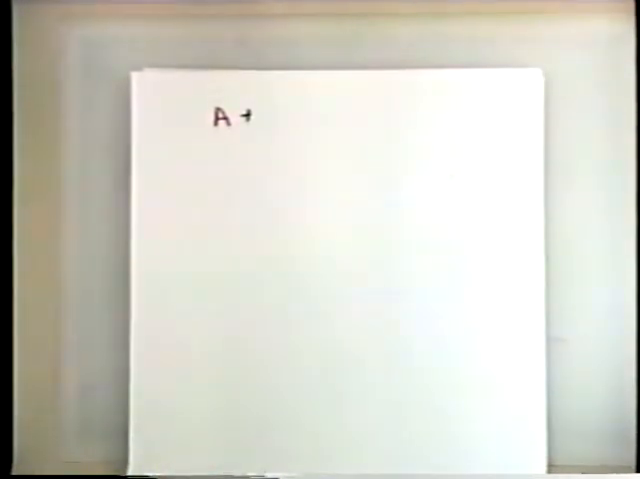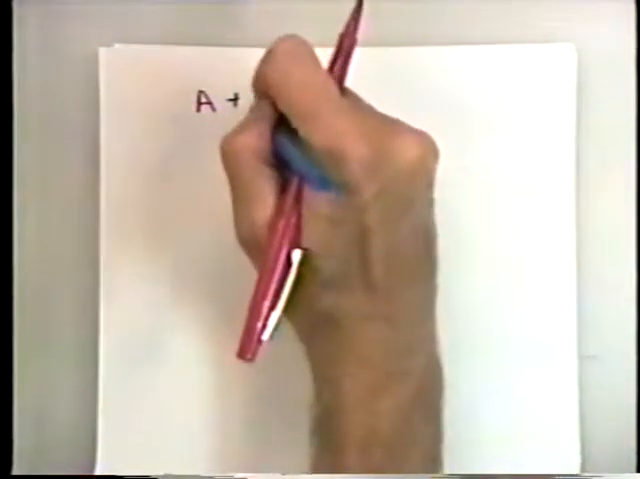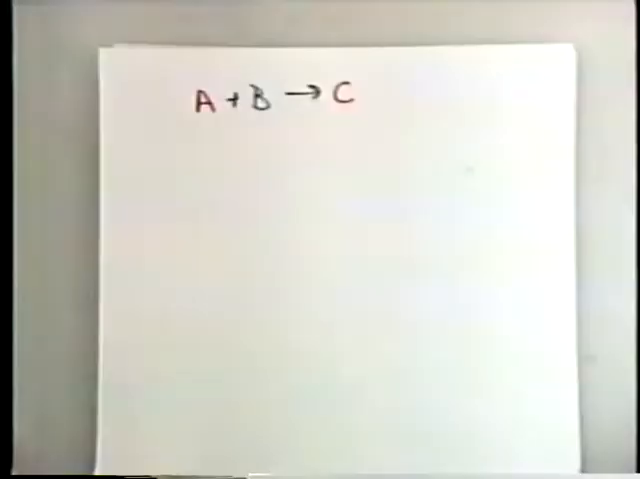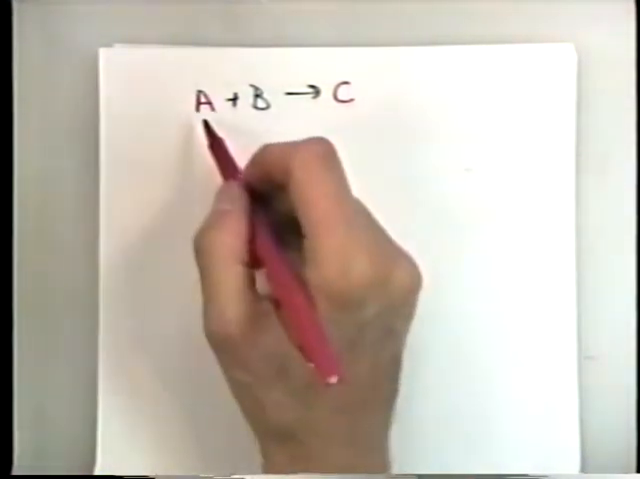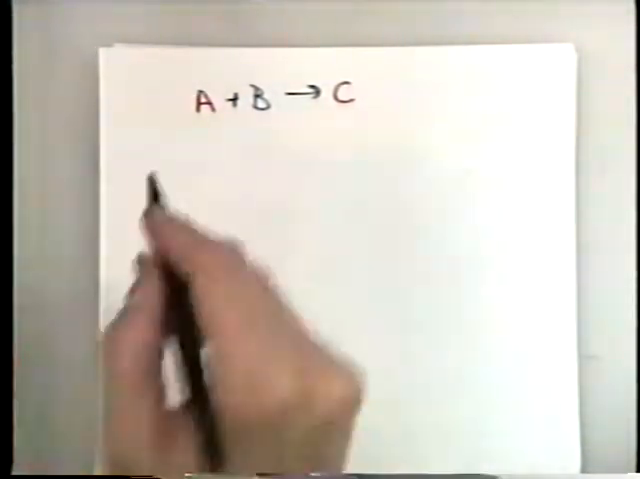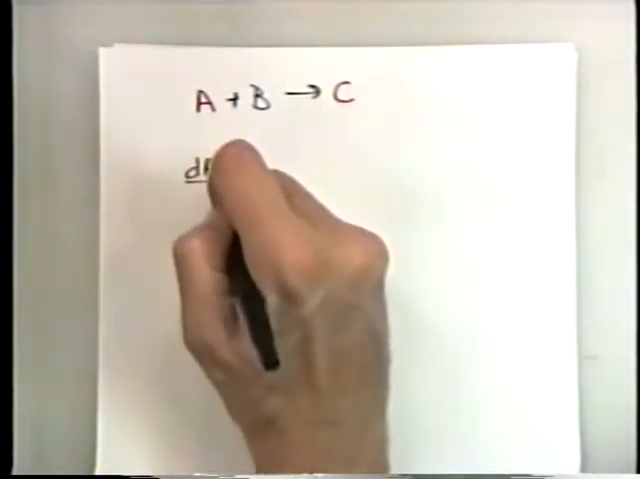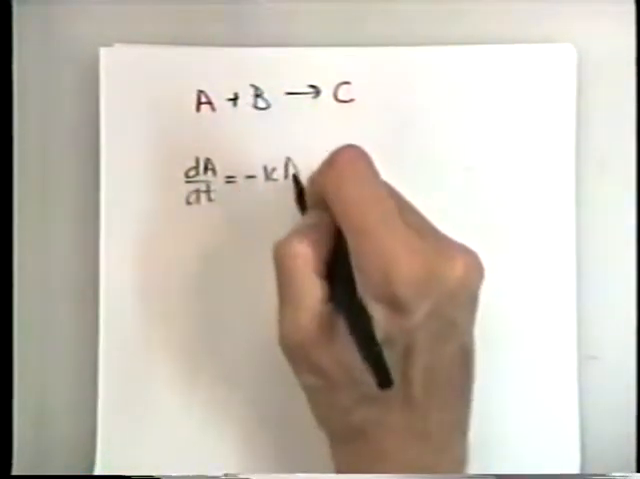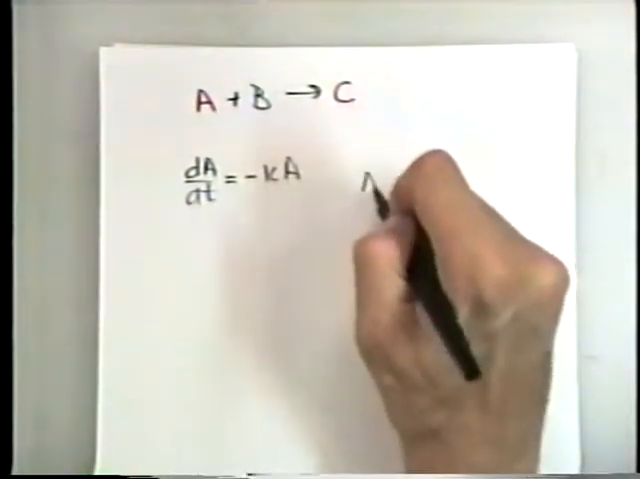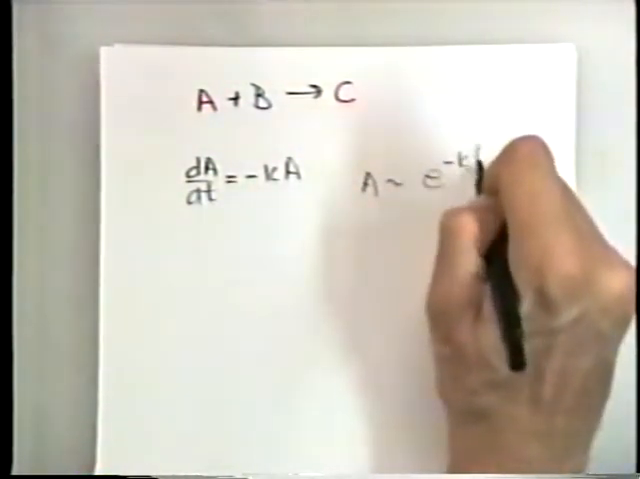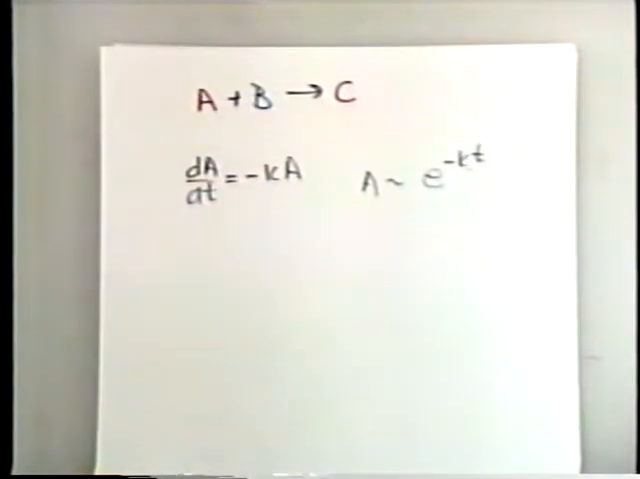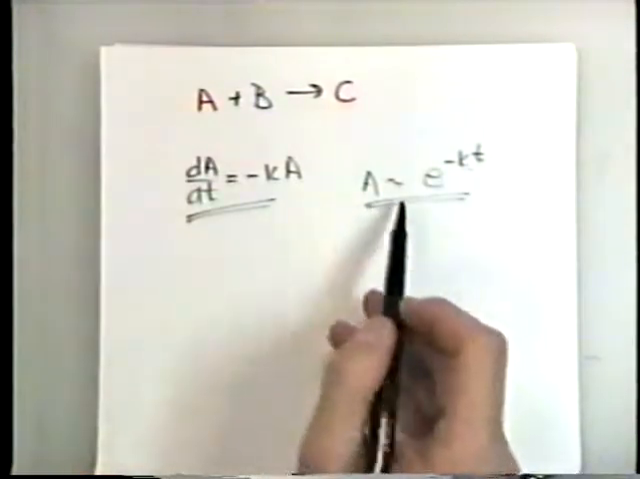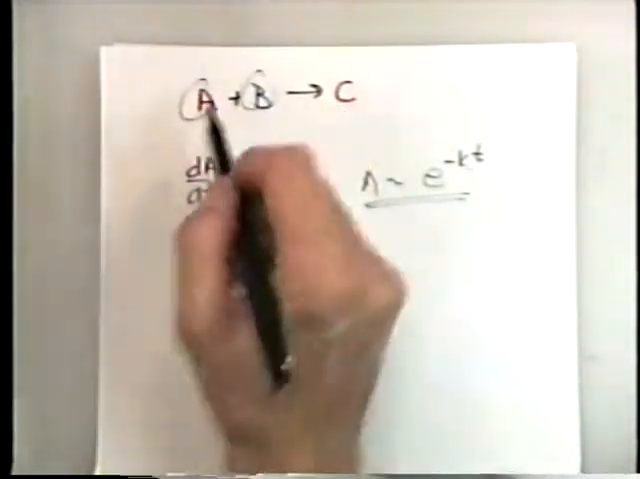I'll use all the colors I have. A plus B goes to some other third species, which we'll call C. Well, you can write down the kinetics for this chemical reaction. Typically, the way we write this is that the rate of change of A in time is proportional, in this case, to the A, for example. And so the amount of A in time goes down like a single exponential. But although this looks very simple, in fact, the assumption here is that the A's and B's are well mixed.